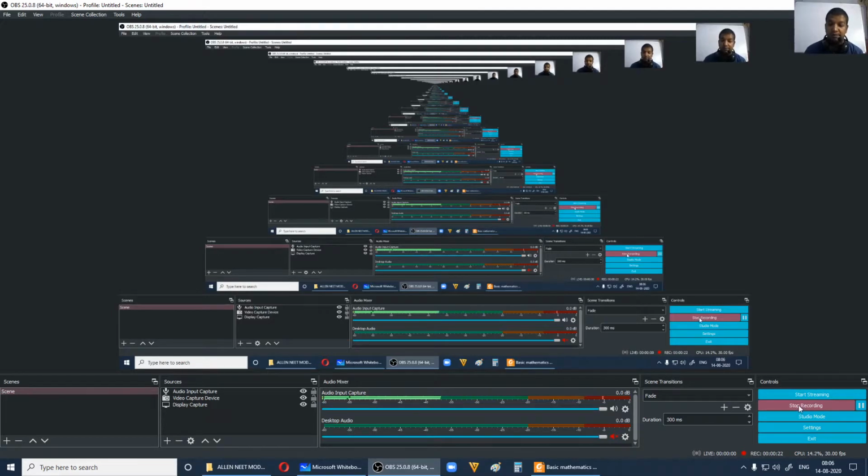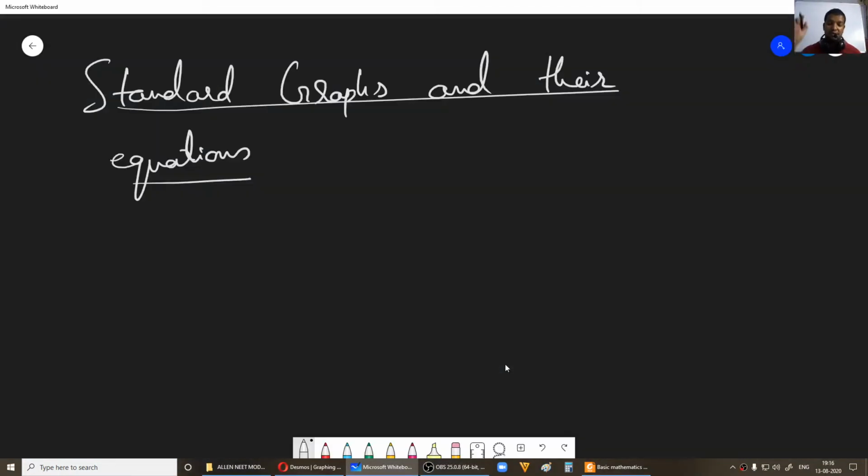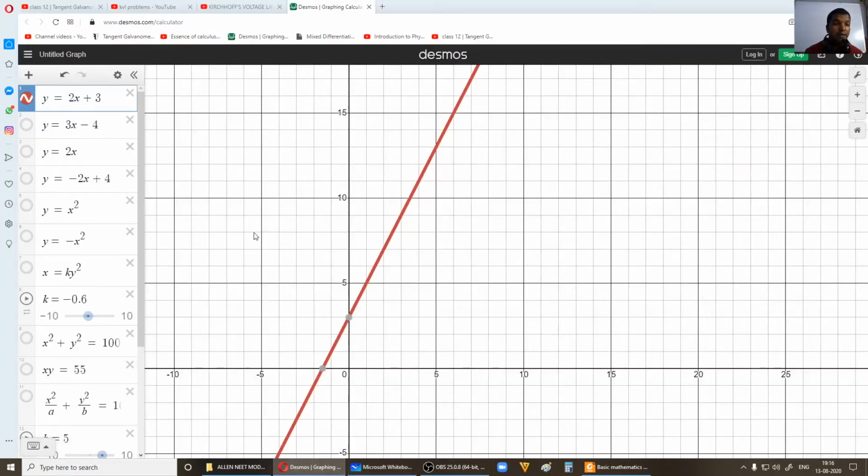Okay, let us start this class with the next topic, standard graphs and their equations. You are expected to remember these equations, and with pictorial memory it will be easy to remember. I have this software which I keep using all the time. I want you to sketch the graph in your notes and try to write the form. Here I have taken examples.